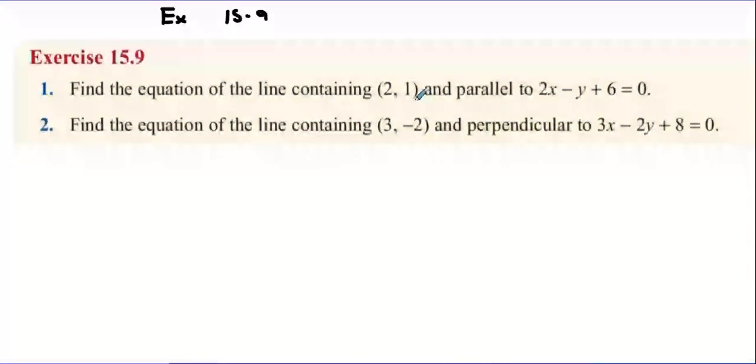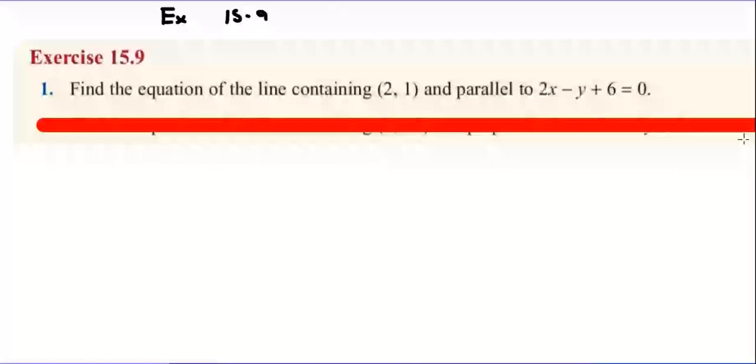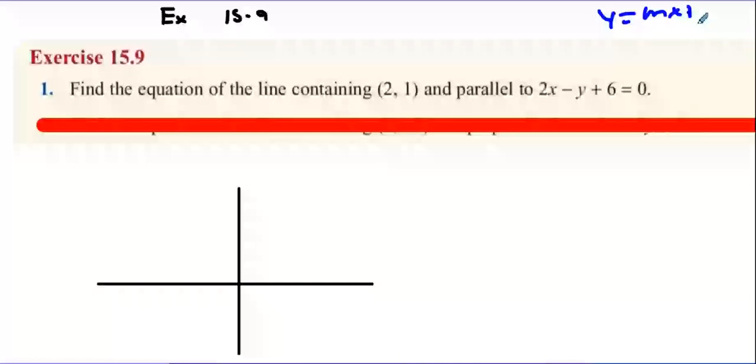Find the equation of the line containing the point (2, 1) and parallel to the line y = 2x + 6. Okay, so what I'm trying to get you to picture is an xy axis. You don't have to draw this, just the picture that should be roughly in your head. Now, the first thing I'm going to do is use y = mx + c to find out what the slope of this line is.